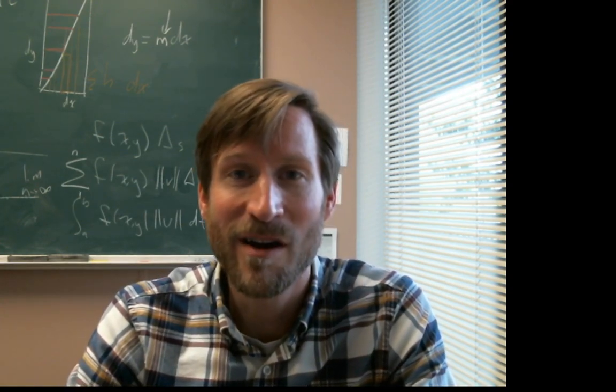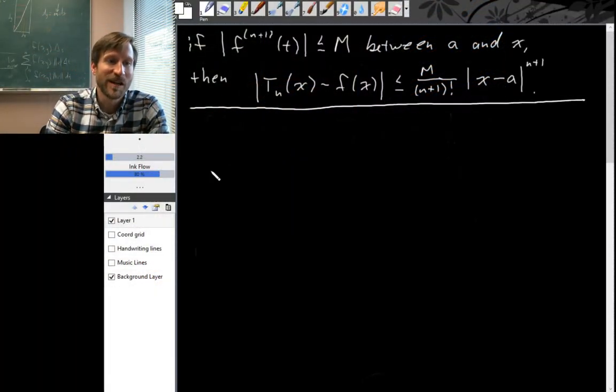In our last example, we used the Taylor error bound to approximate the error in a Taylor polynomial at a specific x value. Another way to use the Taylor polynomial error bound is to approximate the maximum error on an entire interval of x values. So let's have a look.